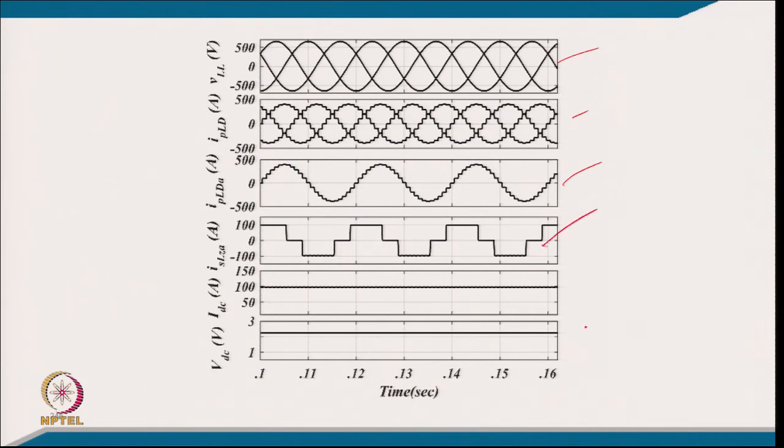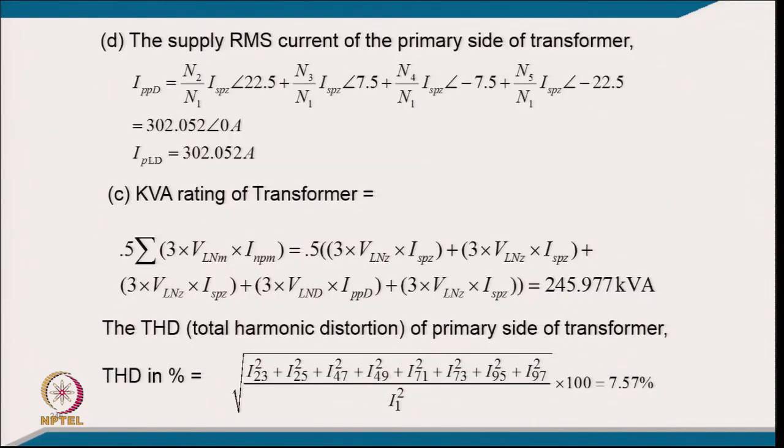And this is the 1/6 phase pulse converter current, then your DC current and DC voltage. So, coming now to the RMS calculation of the primary side. You have all 4 winding currents here, and the current comes to 302.052 ampere, typically, on the primary side.